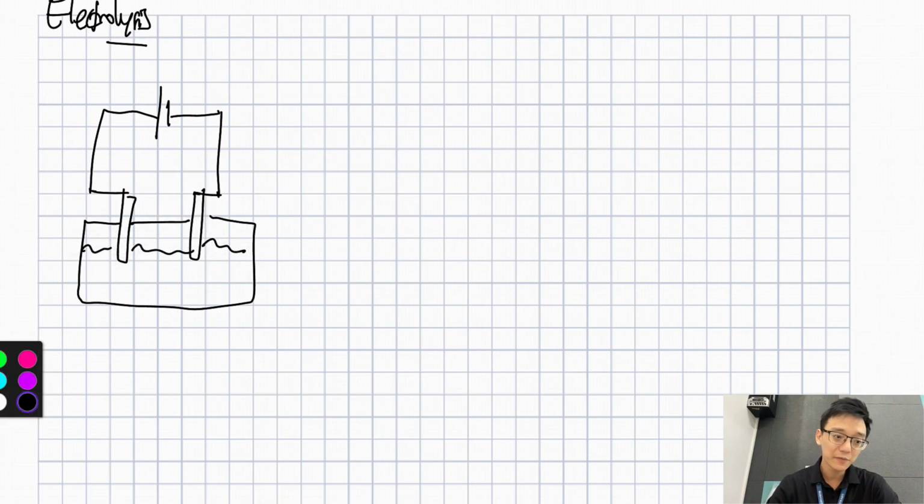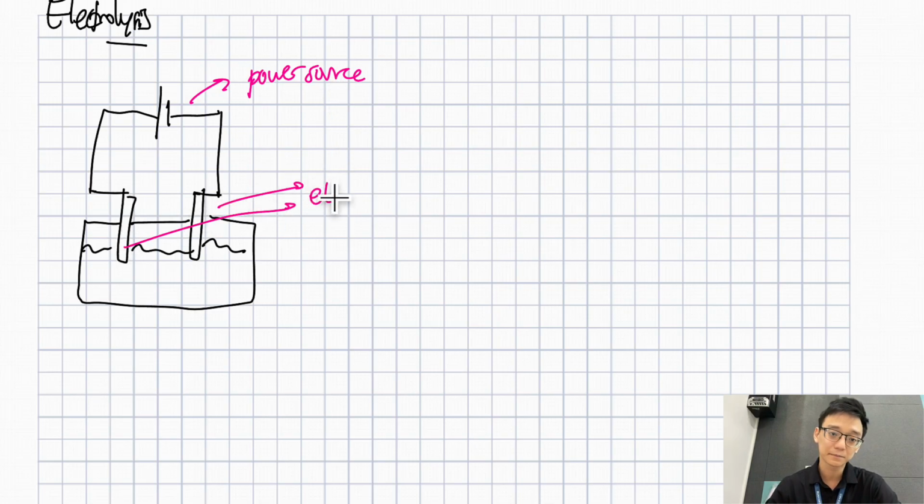So here we have some important components of an electrolytic cell. First, we have the battery or power source. And then we have the electrodes, the metal rods that conduct electricity. And then we will have the electrolytes.